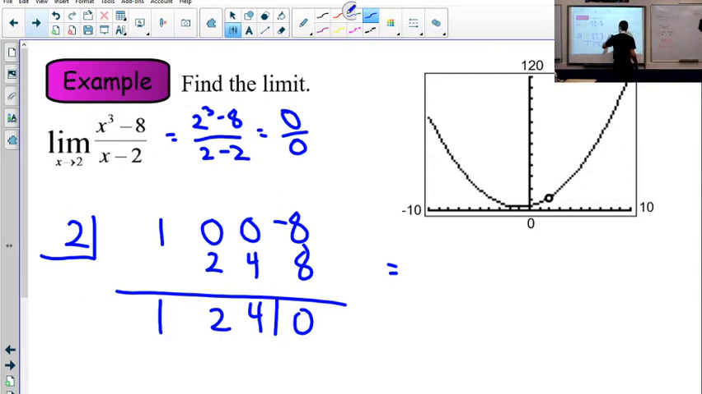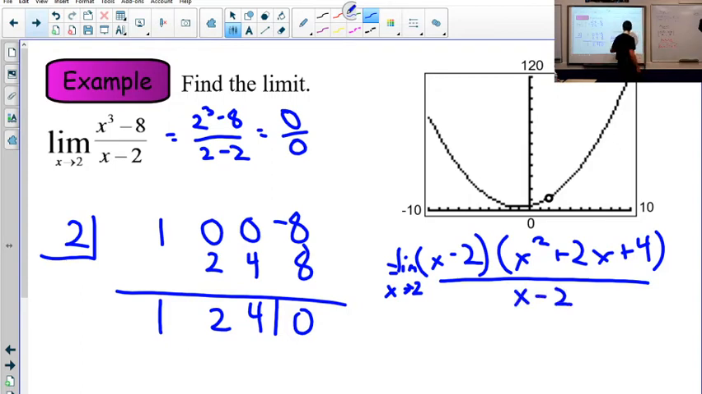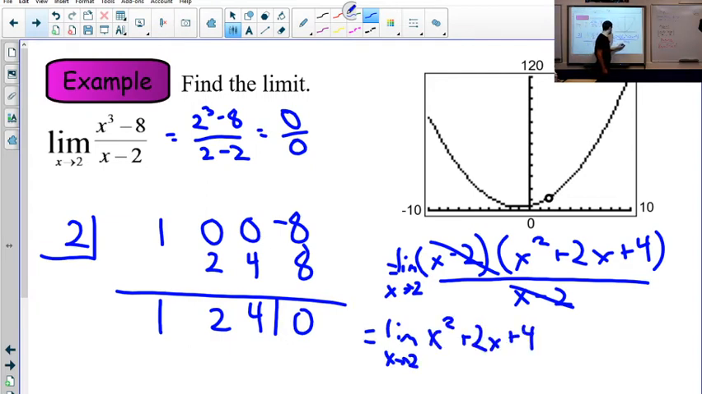So we factor the top. This is x minus 2 times x squared plus 2x plus 4, on the top, limit as x approaches 2, over x minus 2. Cancel. So that means this behaves exactly like x squared plus 2x plus 4.